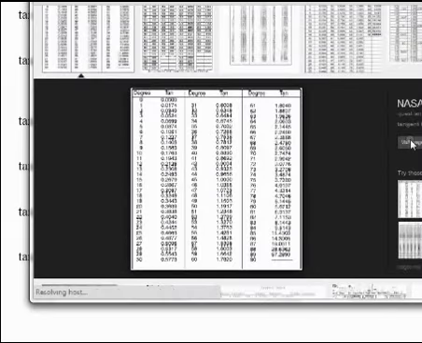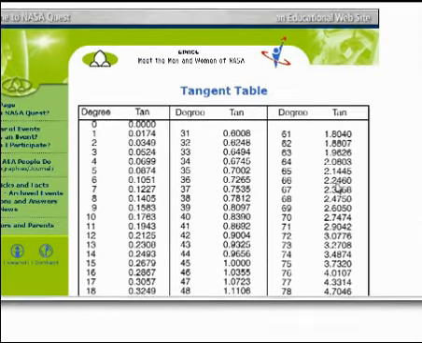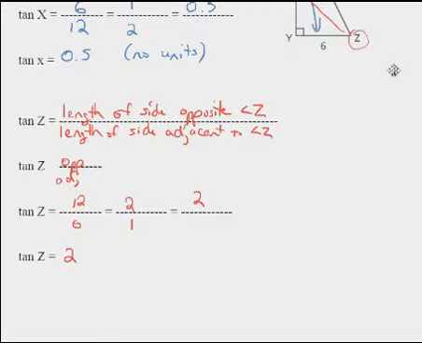Okay, I have a tangent value of 2.0. So if I look at the tangent value on my table, it's going to be between here, so it's about 63.5 degrees is how big that angle should be. So let's go back to our drawing. Does that look like a 63-degree angle? Kind of does, doesn't it?